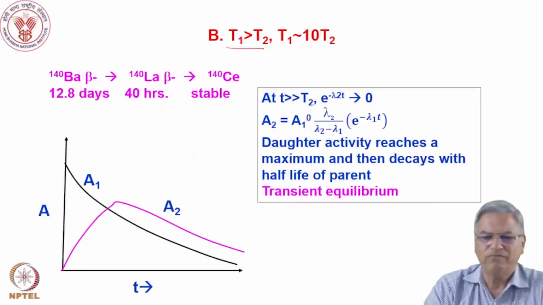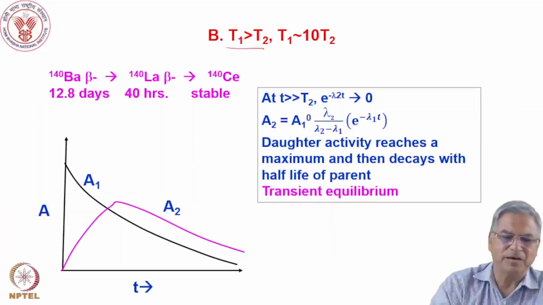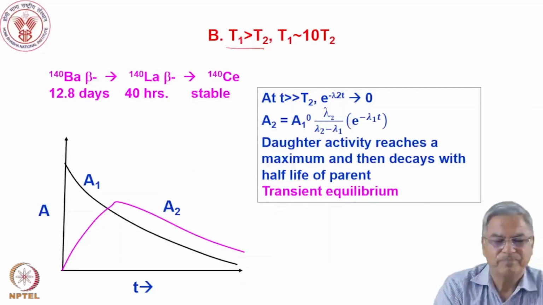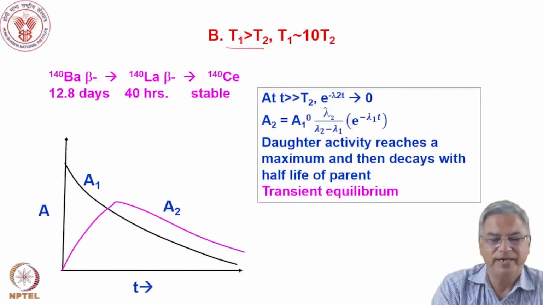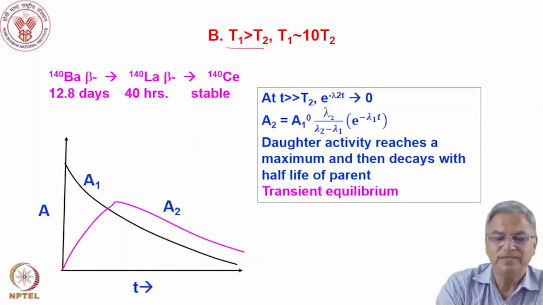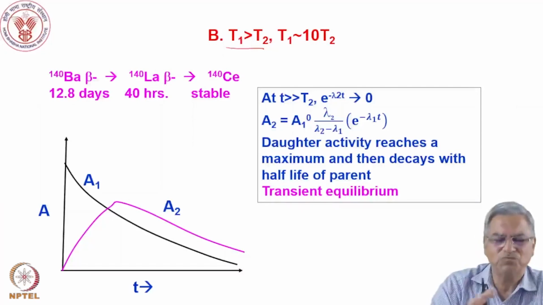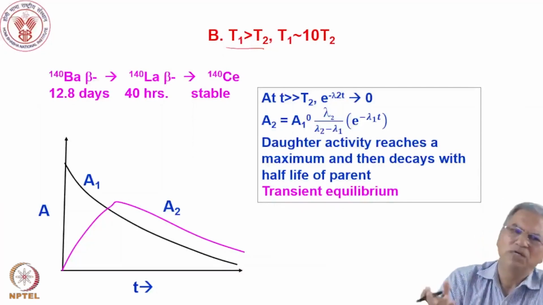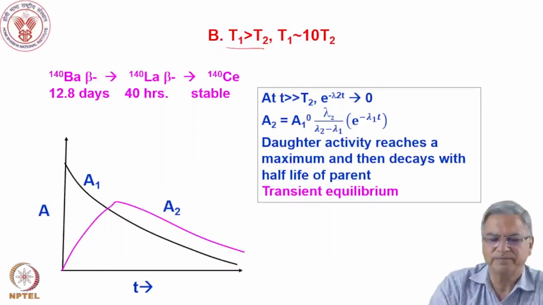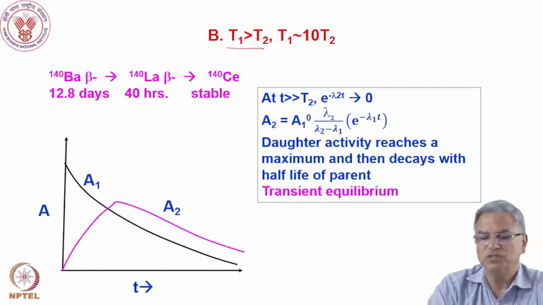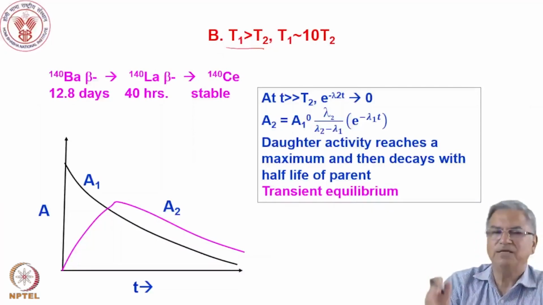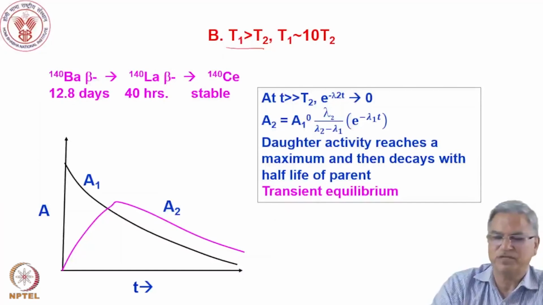So let us take the case of 10 times more parent half-life than daughter, and I have given an example here. Barium-140 having a half-life of 12.8 days decays to lanthanum-140 having a half-life of, let us say, 1.6 days, so roughly 10 times the parent. It is not hard and fast that it has to be 10 times. It could be 9 times, 8 times or 12 times, but just of that order. And why it is so, I will explain very soon. It is decaying to cerium-140, which is stable. So let us see mathematically what happens and then see graphically what happens.